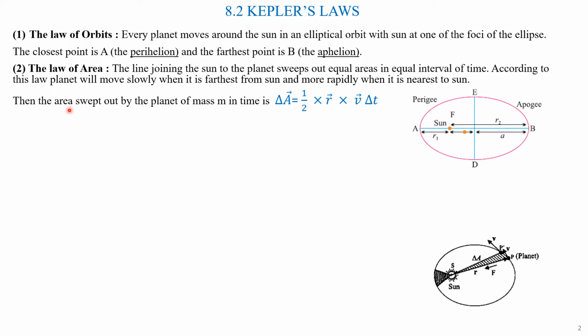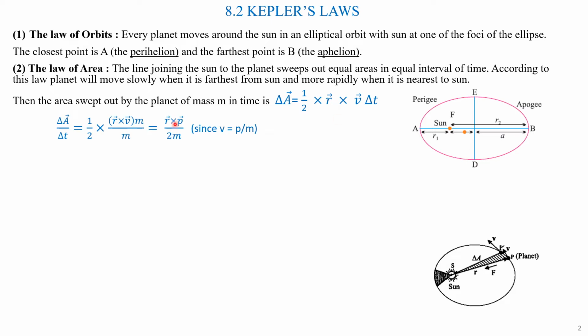Then the area swept out by the planet of mass m in time delta t, delta A, is equal to half r cross v delta t, where delta A is the area, r is the radius and v is the velocity, and the duration of coverage of this area delta A is delta t.